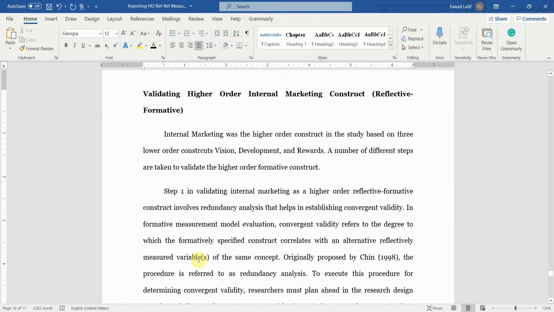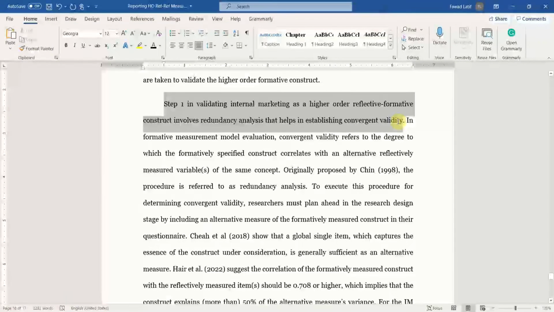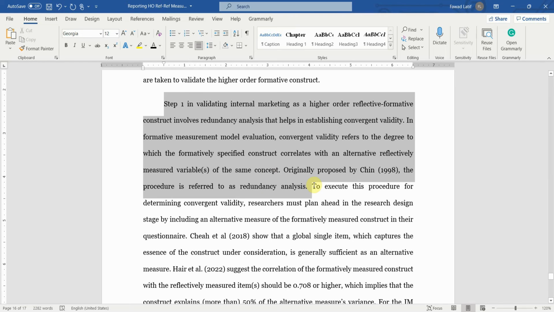Now what is your step 1? Step 1 in validating internal marketing as a higher order reflective-formative construct involves redundancy analysis that helps in establishing convergent validity, and that we did in the last session practically. In formative measurement model evaluation, convergent validity actually refers to the degree to which a formatively specified construct correlates with an alternative reflectively measured variable. Now for this you need a global measure.